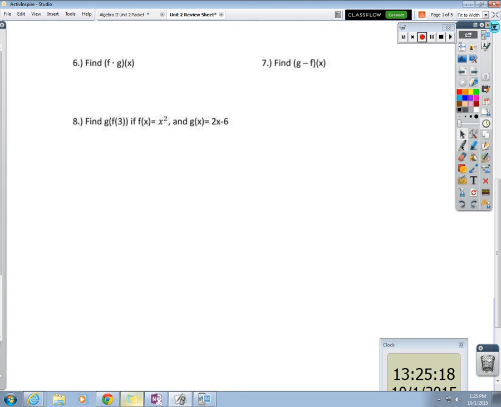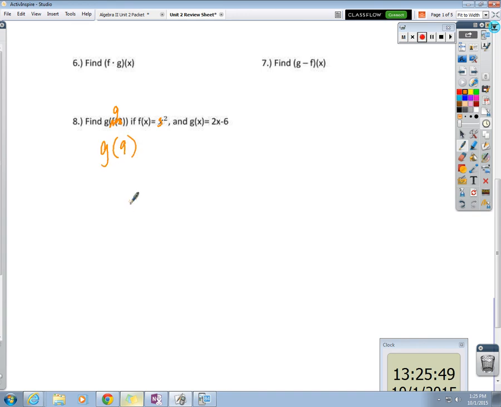Alright, number 8 says, find g of f of 3 if f of x equals x squared and g of x equals 2x minus 6. Okay? What should I start with? The f, because it's on the inside, and what do I plug in the f? 3. Okay, so I'm going to the f, but instead of the x, I'm going to plug in a 3. What is 3 squared? So f of 3 actually equals 9. So now what I have left is the g with a 9 in parentheses.